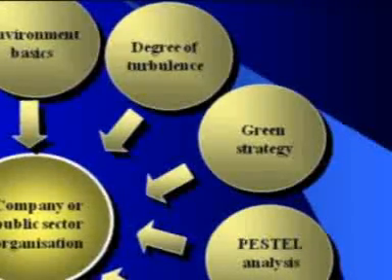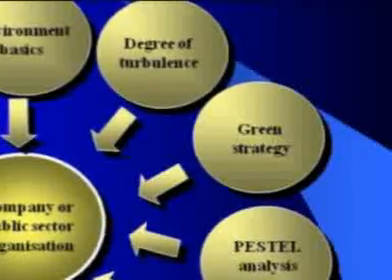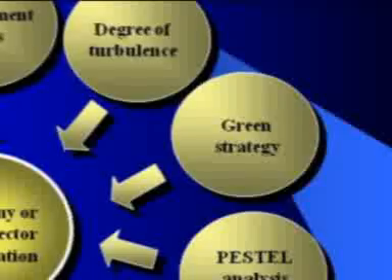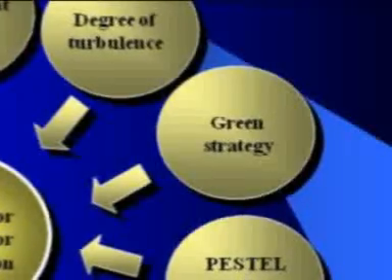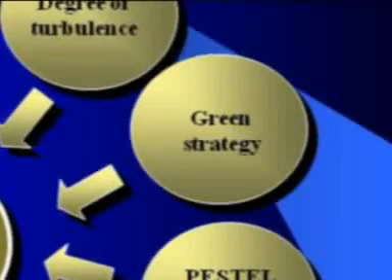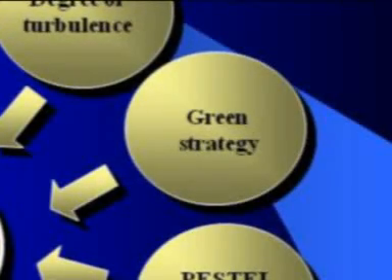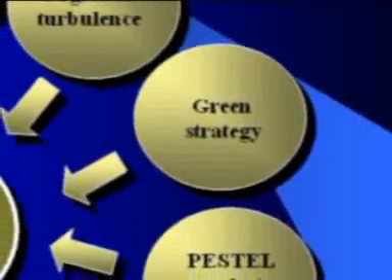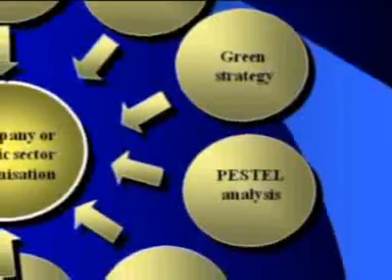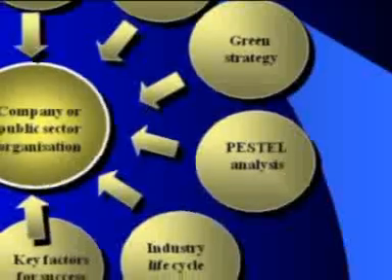Number 3 is green strategy. There are 3 main components. 1, government legislation and directives. 2, business opportunities. And 3, customer and value chain issues. Steel companies are heavily regulated by governments, but there are still business opportunities for companies to develop new business areas.